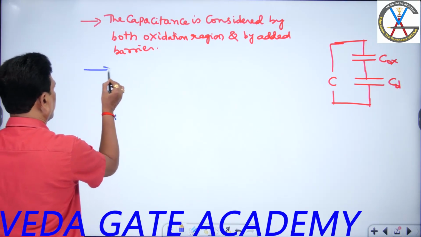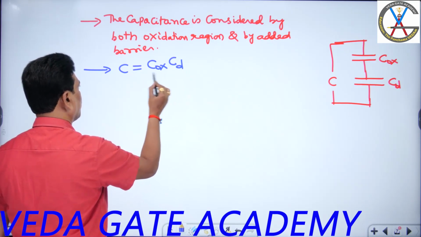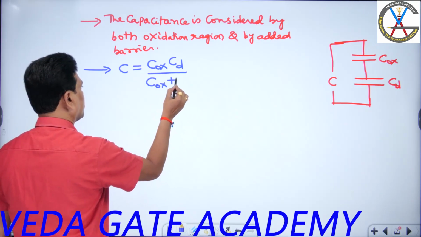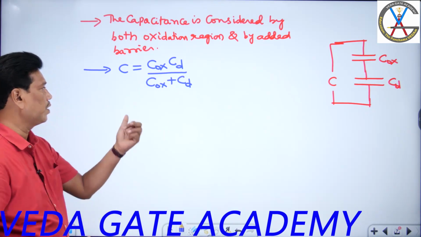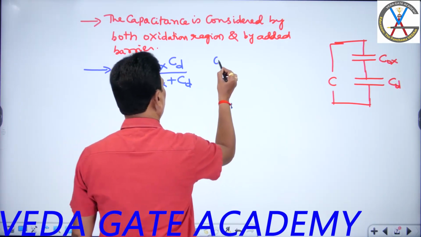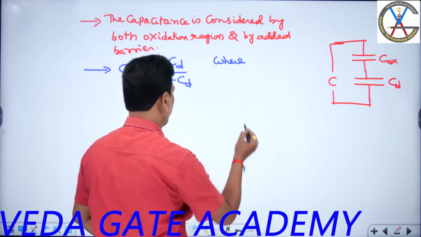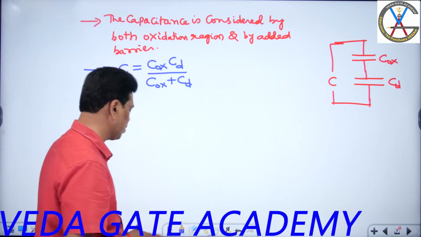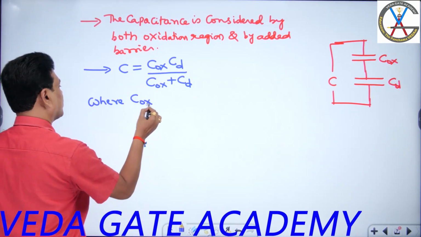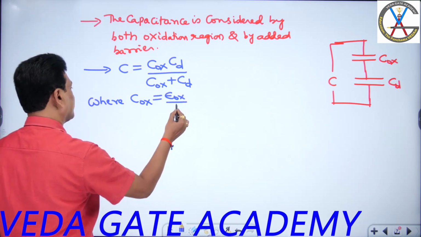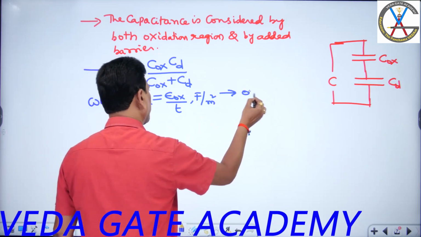So the total capacitance C equals, like this, capacitors in series equal to resistors in parallel, C equals COX CD by COX plus CD, students. What is that COX, sir? Where COX is the oxidation capacitance, where COX equals epsilon OX by T, students, already you learned this. Unit is farad per meter square. That is called oxidation capacitance.